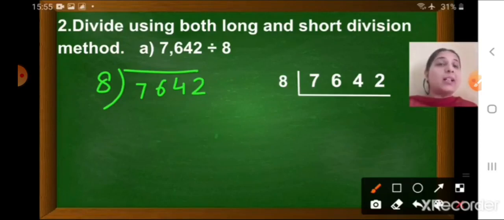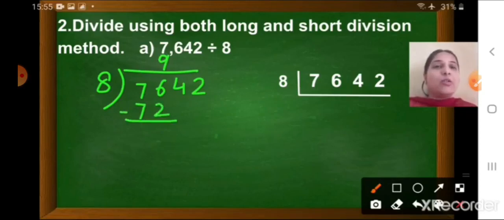So 8 9s are 72. We will go for 8 9 times. 8 9s are 72. Now 6 minus 2, we will get 4 here. Now we will bring down the next digit from the dividend. So now we have 44.